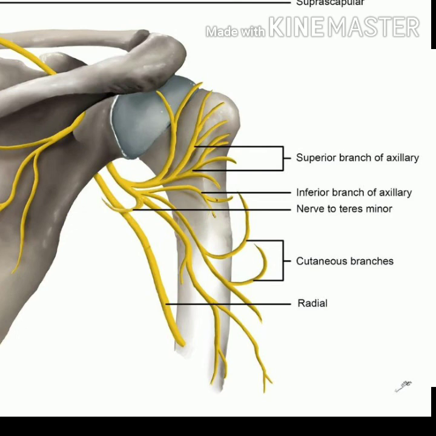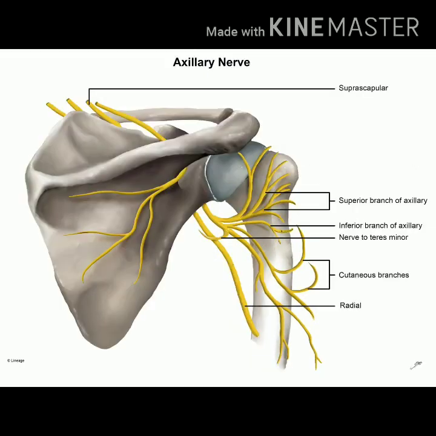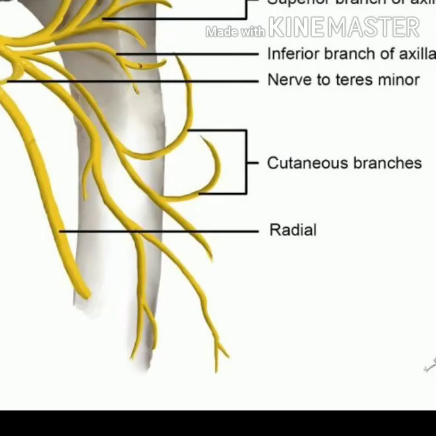The nerve to the teres minor bears a pseudoganglion. If you want to see that pseudoganglion, just refer to the book. After that the nerve pierces the lower part of the posterior border of the deltoid, as you can see in the picture, and then continues as the cutaneous nerve of the arm.